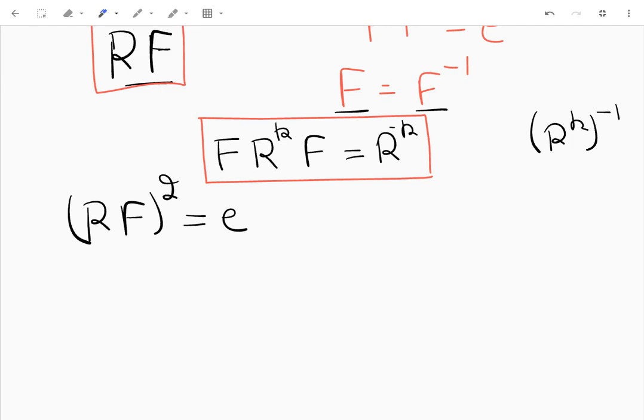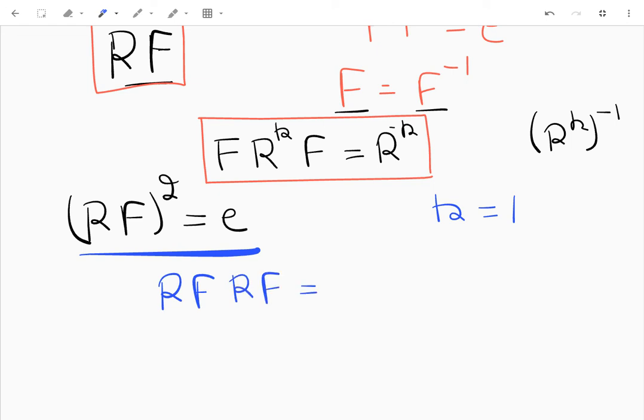So for k equal to 1, I'll prove that this is true. I'll start with this. Now RF squared is E. That means RF times RF is E, or RF operated on RF is E, right?